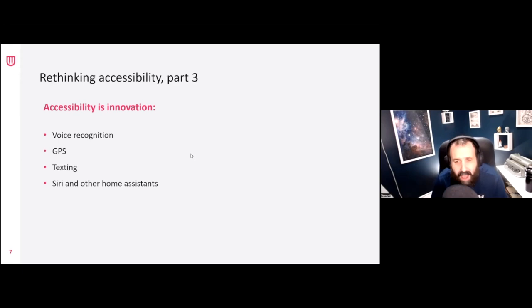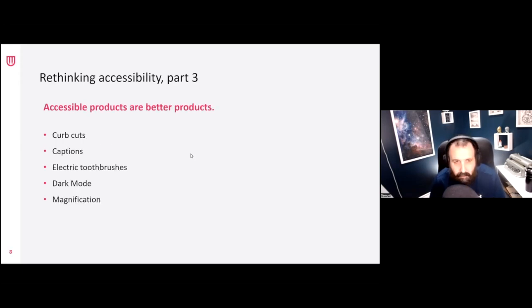And then Siri and other home assistants. When I got a home assistant and began upgrading my own home to be a smart home, it was the first time that I could control my smart thermostat on my own and know the temperature of the house and change it and set it. And doing that with a home assistant by your voice is something that is easier for everyone, but that makes new interactions possible for some folks.